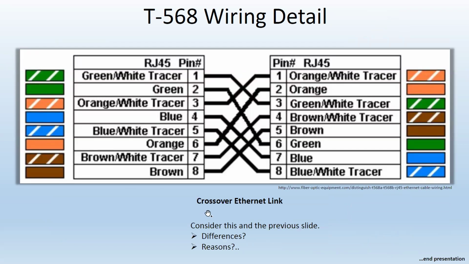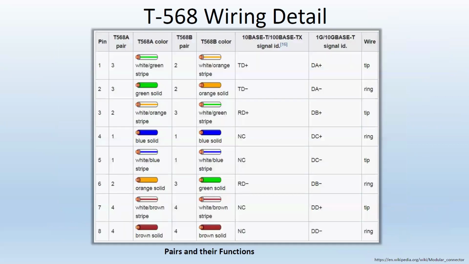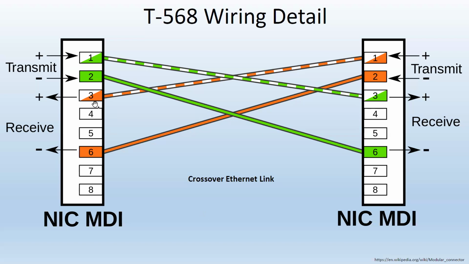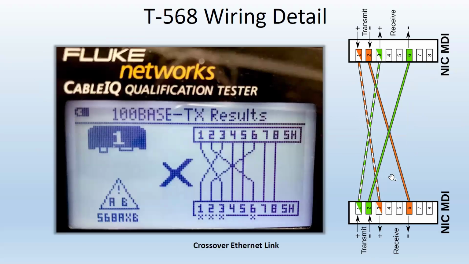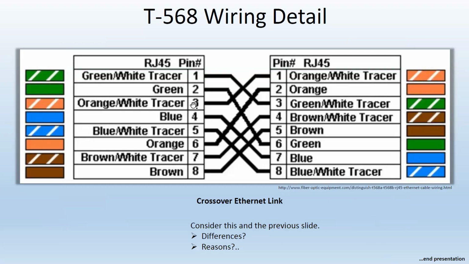Now, when you Google things, and if you punch in Google crossover data link or Ethernet crossover link, something like that, and you click images, sometimes you're going to see something like this, with the blues and browns going straight. And sometimes you're going to see something like this, where the oranges and greens are being switched, but also the blues and the browns are being switched. Both of those images are going to be called crossover Ethernet link.